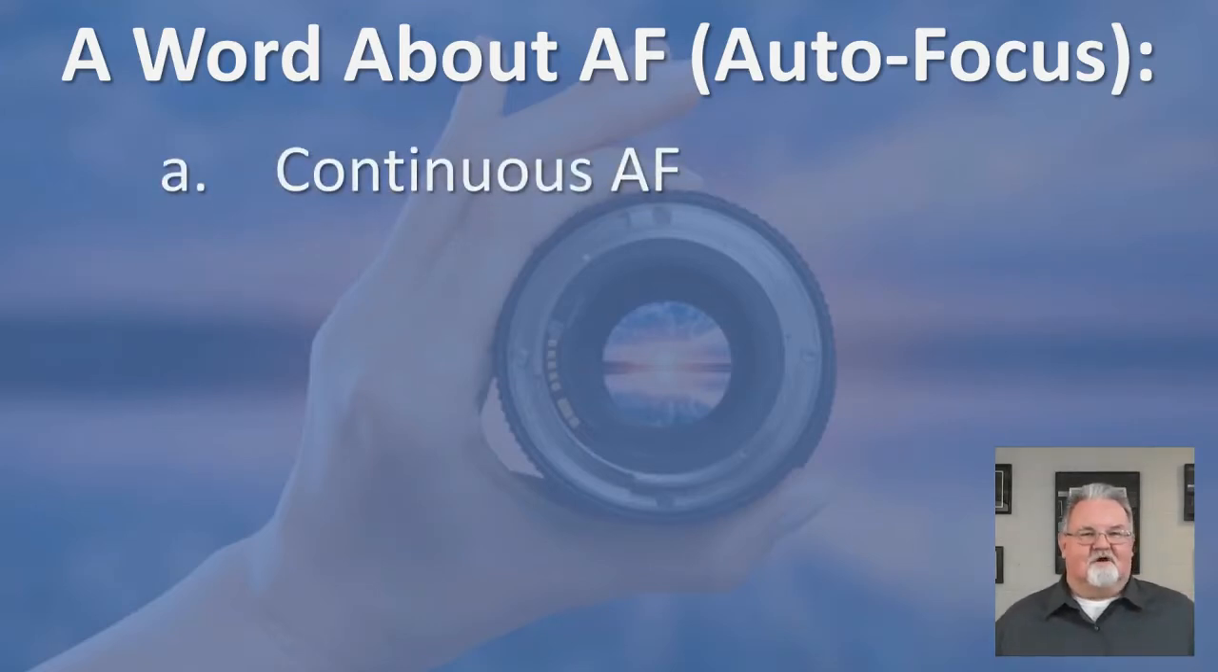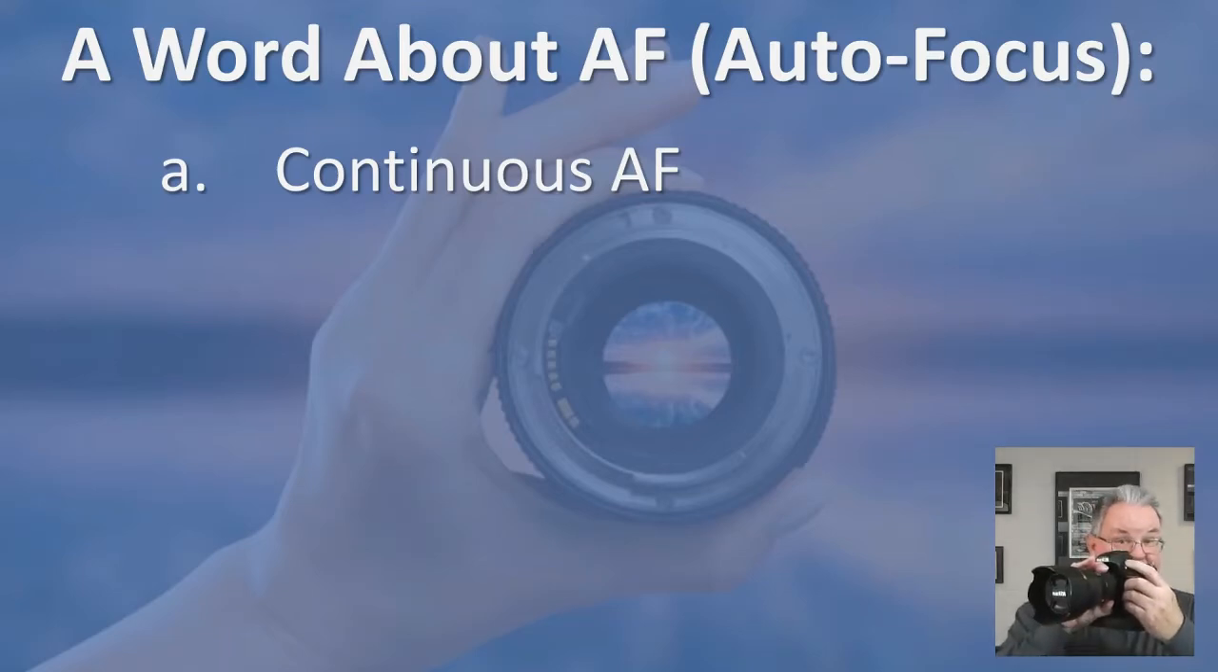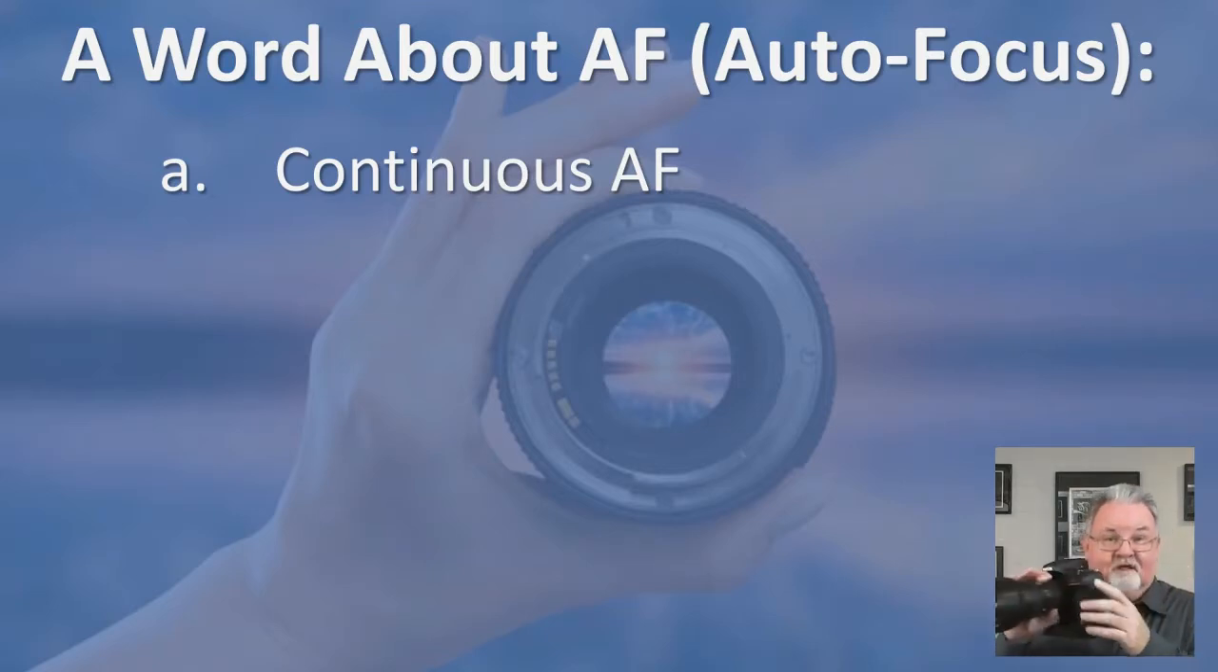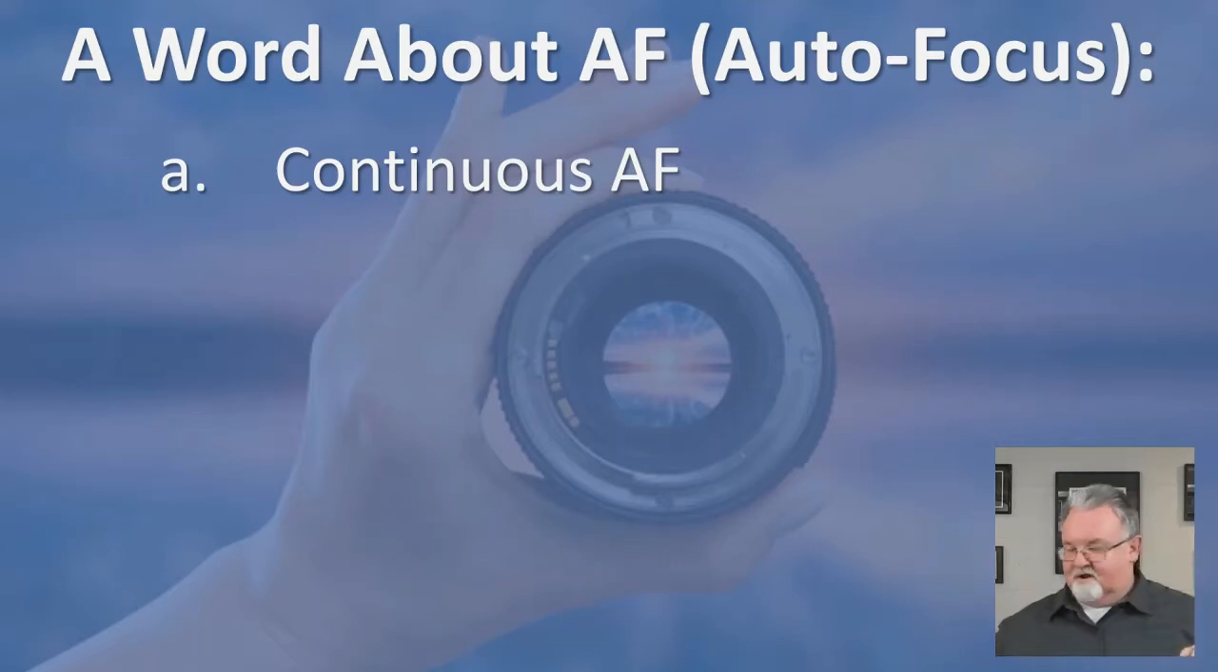So the first type of autofocus that is common is called continuous autofocus. Now, this continuous autofocus means that as long as you have your finger held halfway down on the shutter button to take the picture, whenever you move your camera, as long as your shutter button is held halfway down, it's just going to continue to focus on whatever you happen to be shooting at. The benefit of continuous autofocus is pretty obvious.